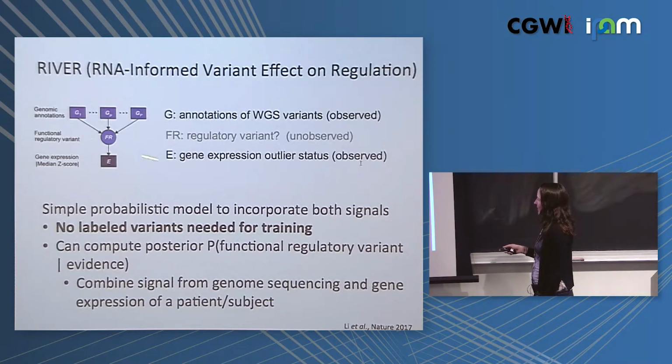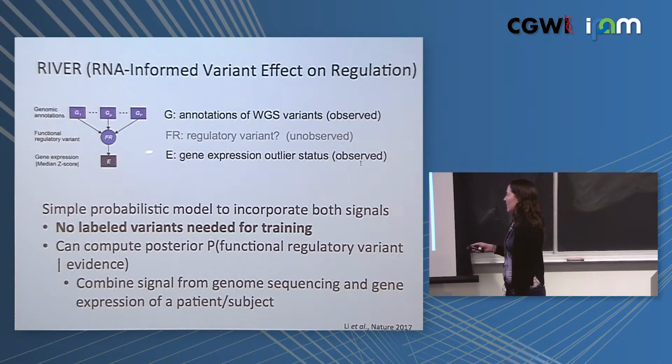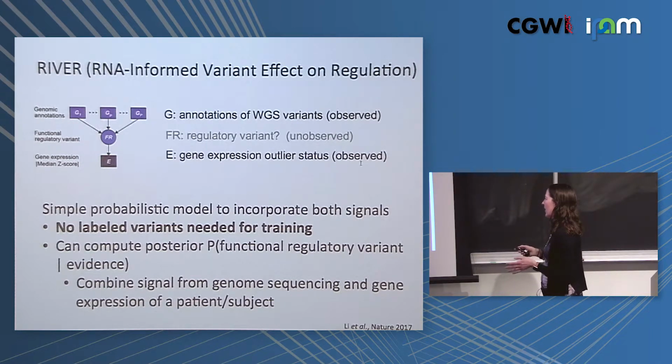Now, the thing that we're going to add to this is, of course, that we've observed gene expression for nearby genes. And here we're just simply going to treat this as a binary variable of whether that individual is an outlier for expression of a nearby gene. Now, the thing that makes this slightly tricky and interesting is that we do not require any labeling at all. So we're actually going to never observe the functional status of any of the variants in our training or testing. So no labeled variants are needed for training at all.